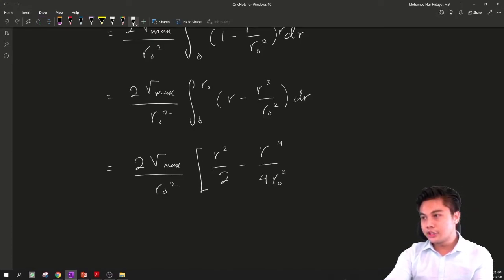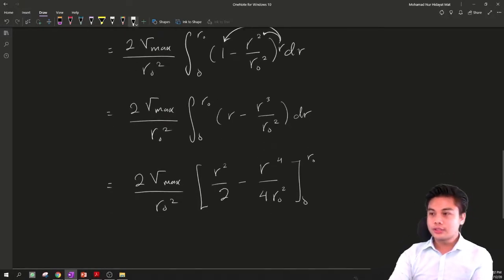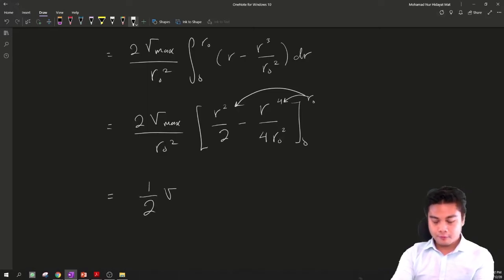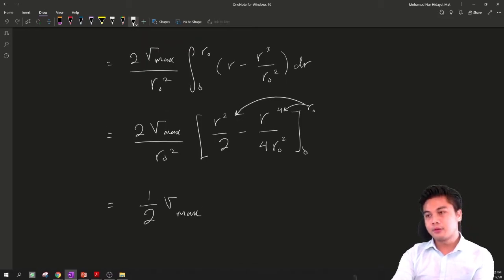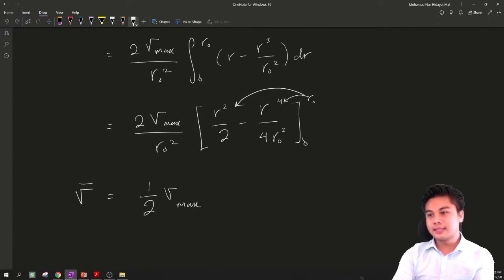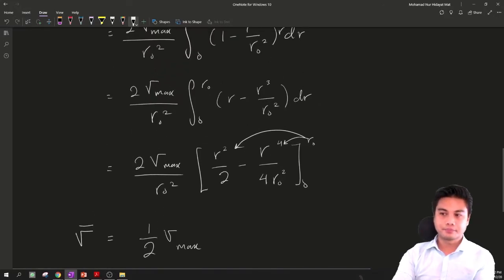This is not integration because this is with respect to a constant, from 0 to R naught. So you substitute the value of R naught into this one. Definitely you will get the final answer, which is 1 over 2 V max, right? So the average velocity is basically half of V max.